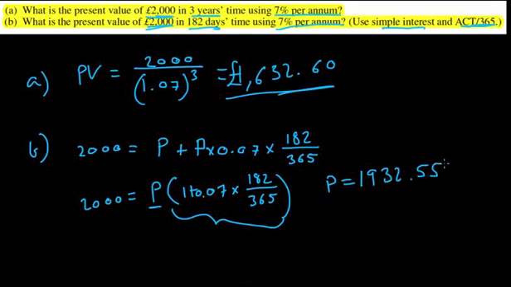1932.55. The reason it's much bigger is because we're only allowing 182 days for this principal amount to accumulate interest to reach 2,000, other than the fact that it's also simple interest. Whereas in part A, we're allowing a smaller amount because we've got 3 whole years to compound upon itself at 7% to reach a total of £2,000. So that's pounds as well. So that's how you figure it out.